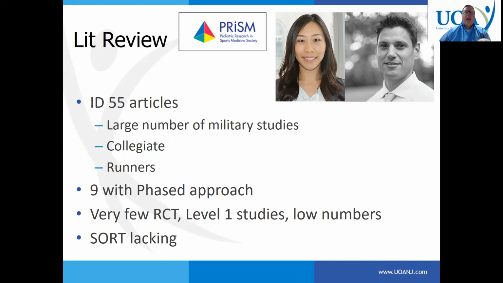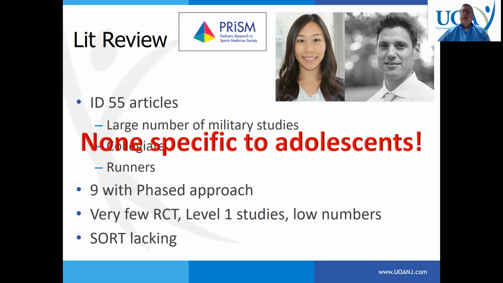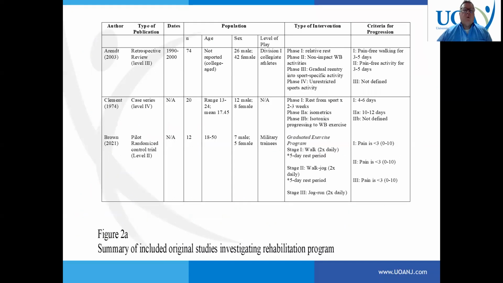We did identify 9 that detailed a phased approach and kind of detailed the rehab process a little bit more. Very few randomized controlled trials. Only 1 was a level 1 study. They all suffered from low numbers, and they didn't have strength of recommendation taxonomy. But the glaring point we found was that none were specific to adolescents. And I think that's a real problem, something that we need to work on.